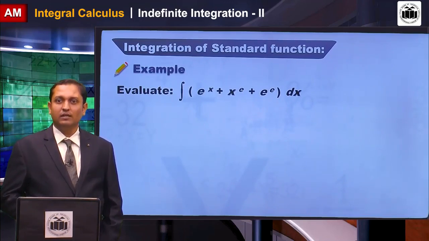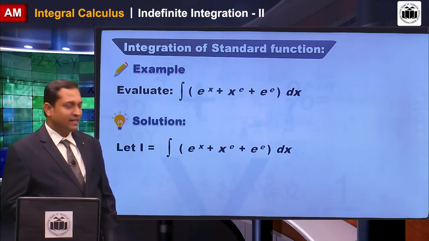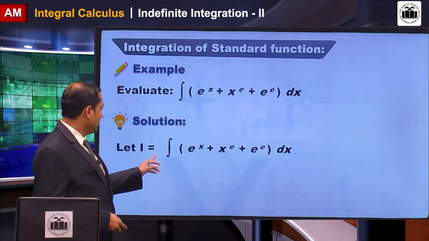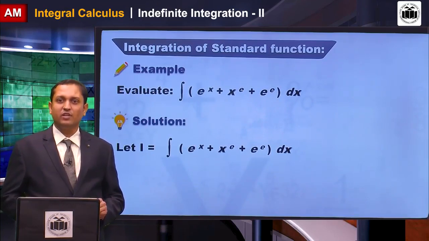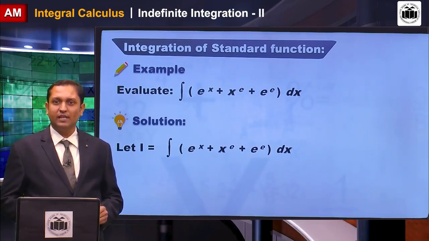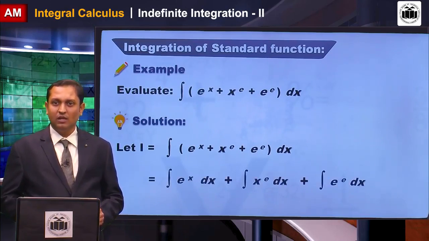Okay. Now see the first step. Let I equal to integral e raised to x plus x raised to e plus e raised to e dx. What we have done in this first step? We have denoted the given integral with the symbol I. Let's see the next step.